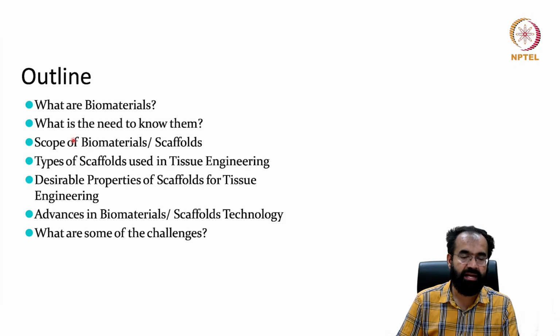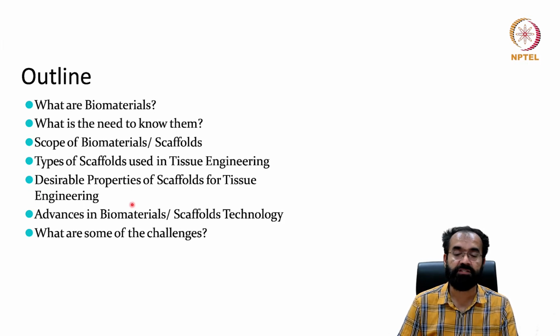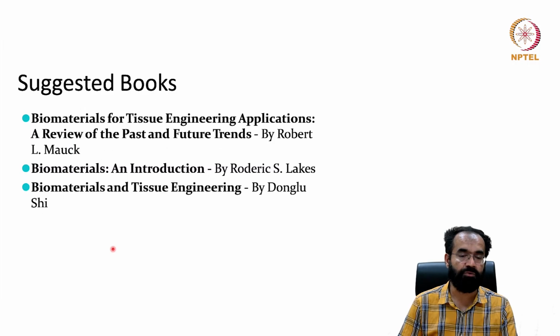So here is an outline. What are biomaterials? Some questions we can ask. What is the need to know them? Why do we need to know them? Scope of biomaterials and scaffolds, the types of scaffolds used in tissue engineering, and desirable properties of scaffolds for tissue engineering. What are the desirable qualities a scaffold should have? And what are the advances in biomaterials and scaffold technology that we have achieved? And what are some of the challenges which we face with the scaffold? So these are all things which we try to address.